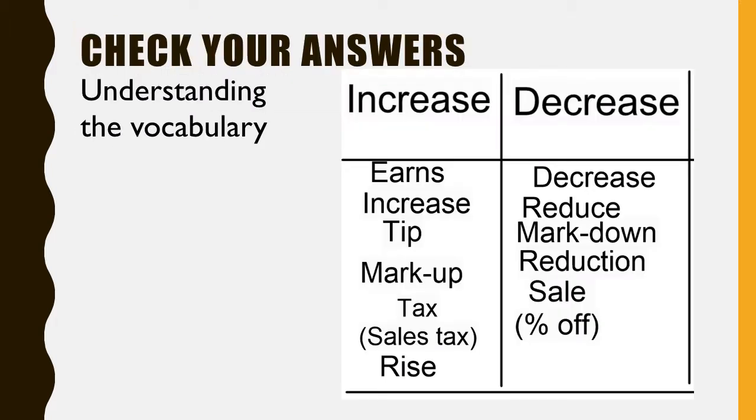Now let's check your answers. Your increase words are earns, increase, tip, markup, tax, sales tax, and rise. All of these words mean the price is going to go up. Decrease, reduce, markdown, reduction, sale, percent off go down.